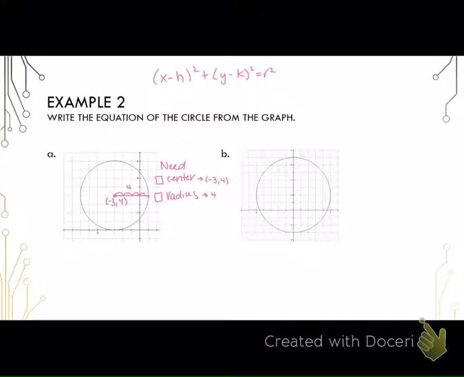Okay, Devin, get it into the equation for me then. X plus 3 squared plus y minus 4 squared equals 4 squared.